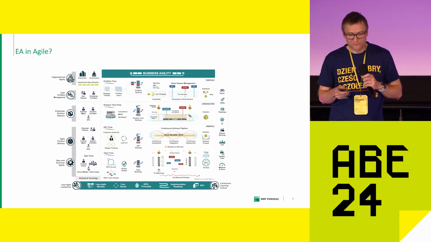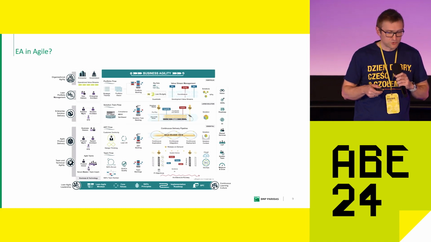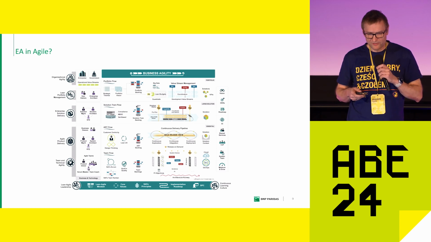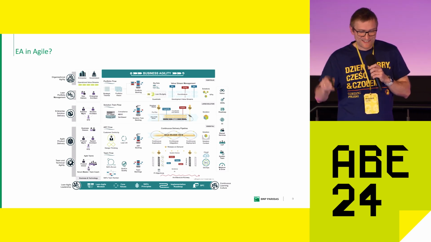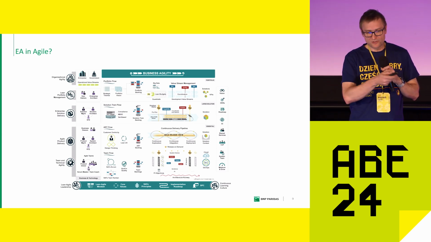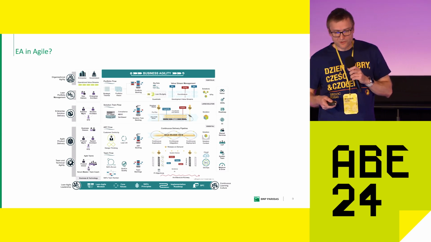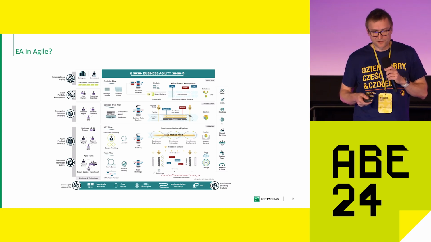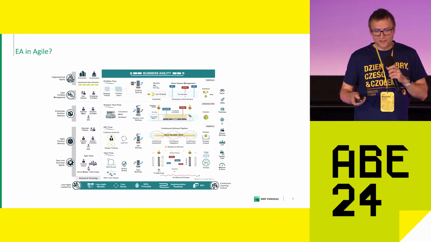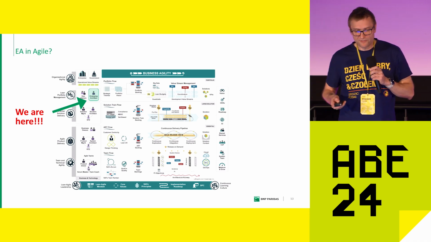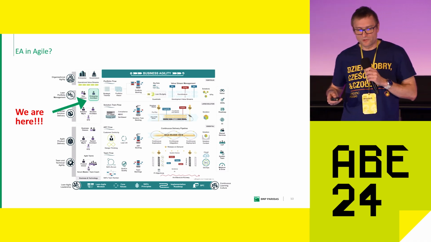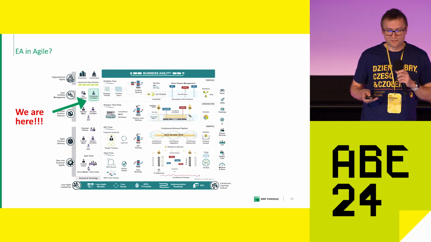I'm very bad at pronunciation. SAFe, Scaled Agile Framework, version 6, I think. I don't know anything about it except this one slide. It looks very simple, very agile, everything is clear. And are the architects here? Yeah, we are here. Okay, so we are safe. We are in the Agile framework. That means everything is correct.